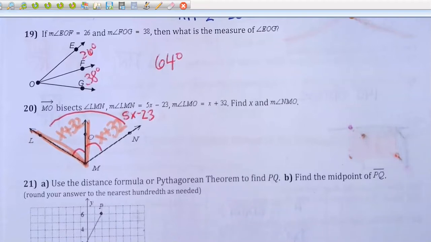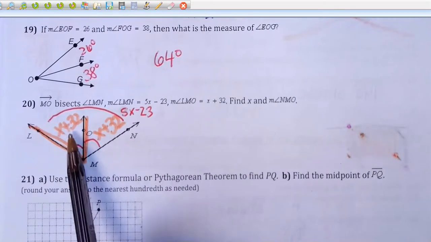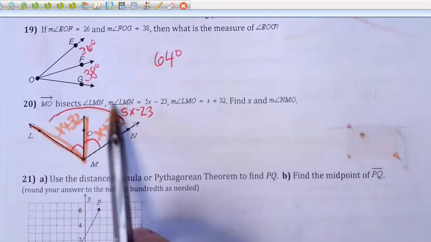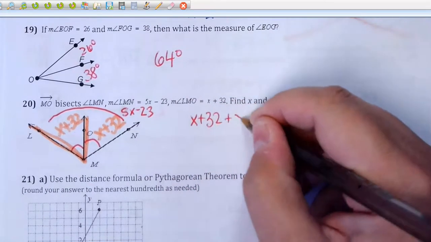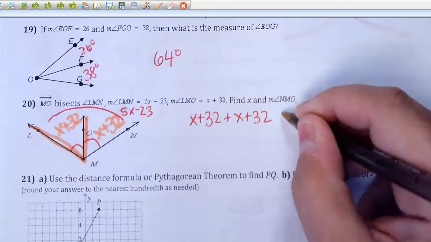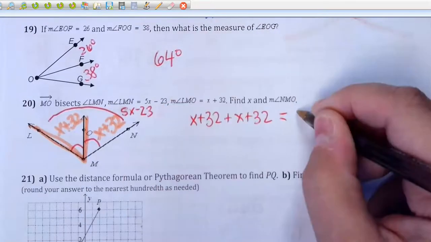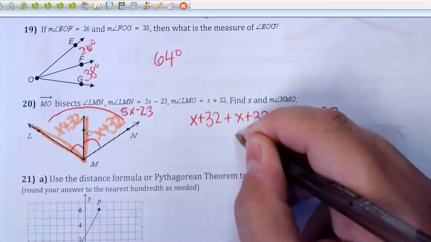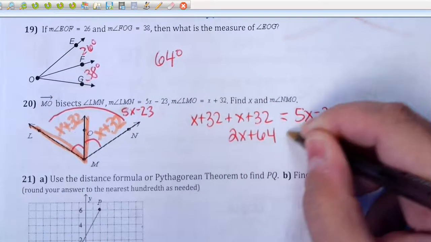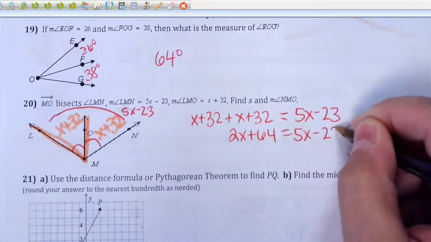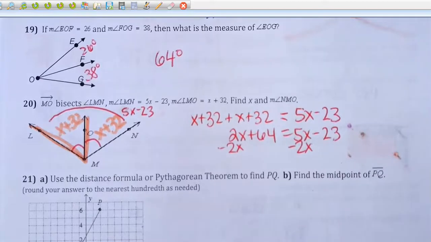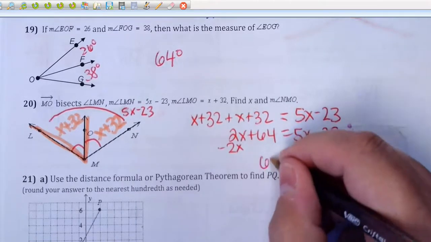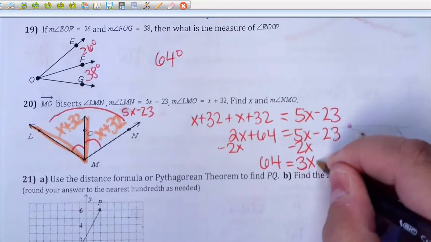So if I want to find x in these angle measures, these two added together will give me the entire angle. So I'm going to say x plus 32, x plus 32 again, since they're congruent, has to add up to the whole thing, which is the 5x minus 23. So we got 2x plus 64 if I combine my like terms. Totally up to you, I like to keep my variable positive, so I would subtract 2x from both sides. That'd give me 64 is equal to 3x minus 23.